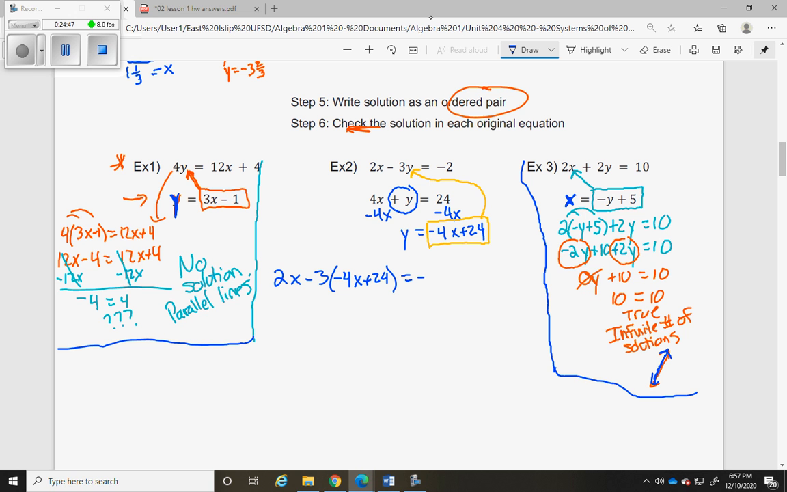And now let's solve this equation. A common mistake is right here. That's a -3. Remember, -3 is getting distributed. -3 times -4x is a positive 12x. -3 times positive 24 is negative 72. Remember, you are allowed to use a calculator if you need to.